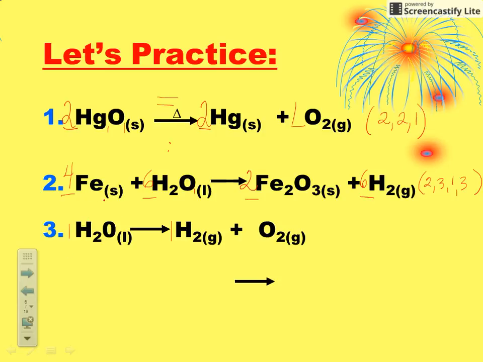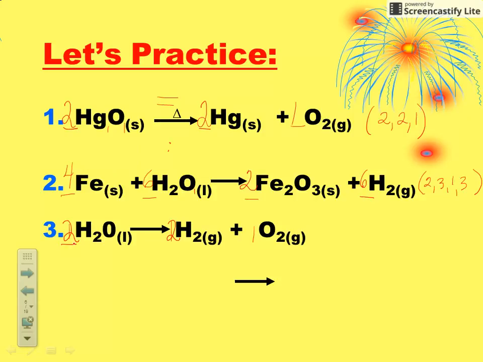To get 2 oxygens on the reactant side, I need to put a coefficient of 2 here. That gives me 2 oxygens here, 2 oxygens here. 1 times 2 is 2, 2 times 1 is 2. Now, hydrogens. 2 times 2 is 4 hydrogens. So to get 4 hydrogens here, I need to put a 2 here. 2 times 2 is 4.